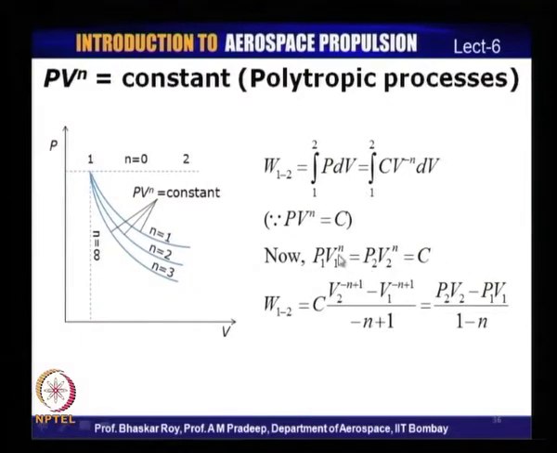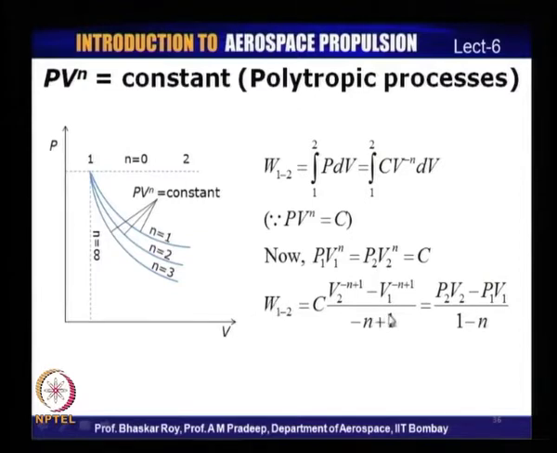So, since we know that P1 V1 raised to n is equal to P2 V2 raised to n is a constant, this expression reduces to (P2 V2 minus P1 V1) by (1 minus n). Therefore, work done during a polytropic process is basically equal to P2 V2 minus P1 V1 divided by 1 minus n.